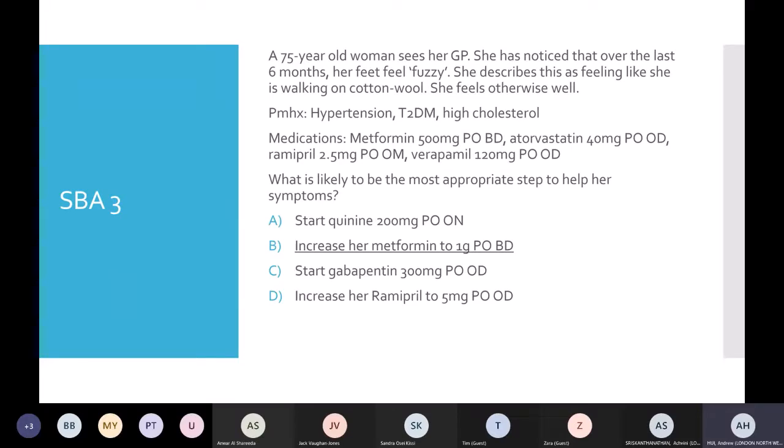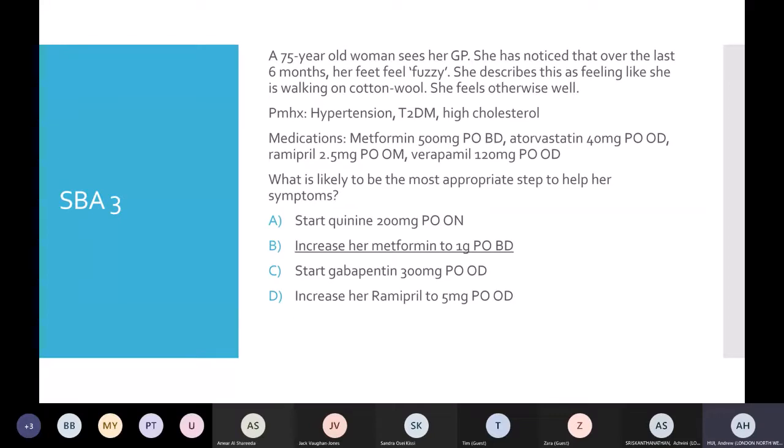And so optimizing the patient's diabetes control should help to manage the peripheral neuropathy. Quinine in this case is usually given for cramps, at least in the SBA sense, which aren't described here. And gabapentin is usually used for neuropathic pain. In this history, there's not a lot of pain.